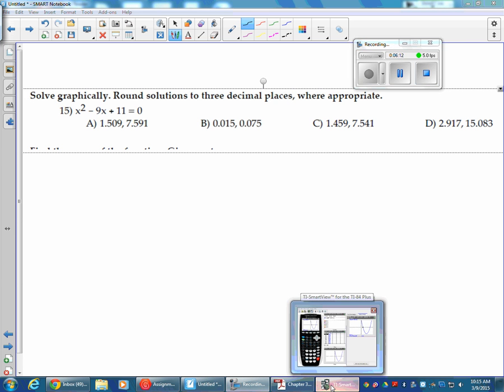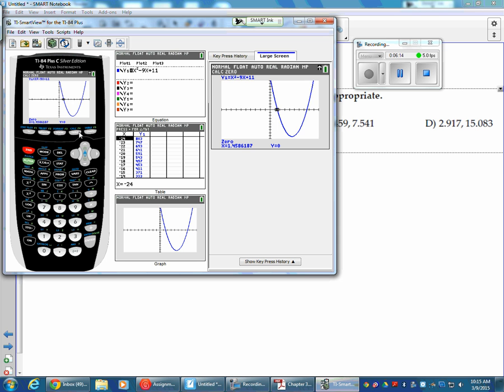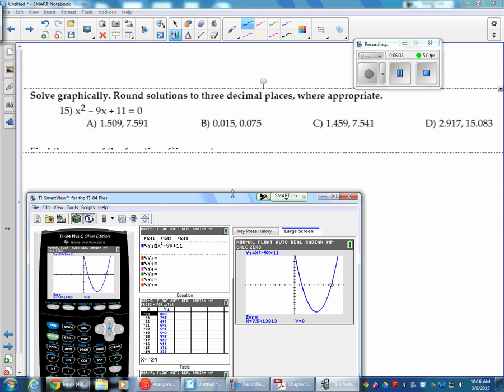just to make sure. Second, trace 2. I'm going to come over to this side and do a left bound and a right bound. So I'll make my left bound just about here, and my right bound over here, and find it, and it says it's at 7.541. So my answer is C.